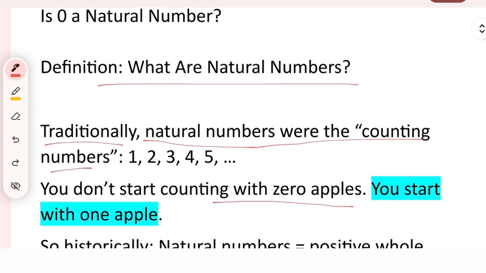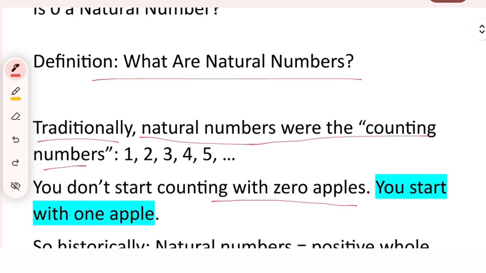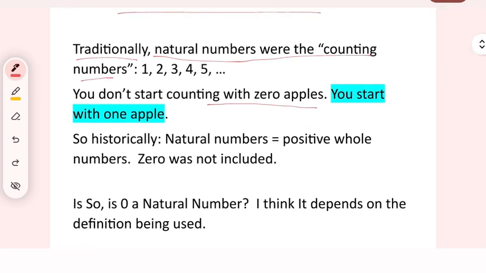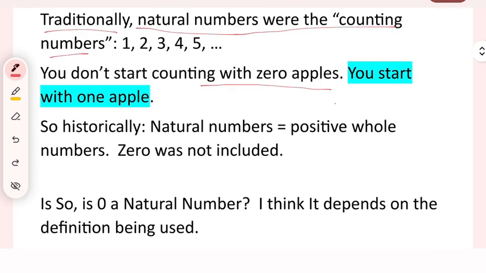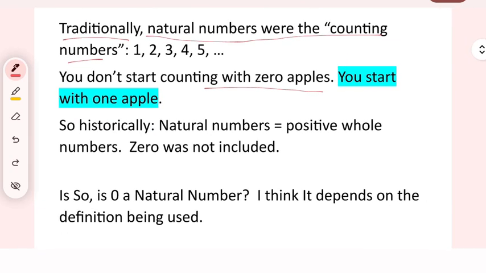So now that we know that natural numbers are traditionally counting numbers, is 0 a natural number? Historically, natural numbers were equal to the positive whole numbers. And 0 was not included historically in the natural numbers because it must be a positive whole number, and 0 is not part of that. So it was not part of natural numbers historically.